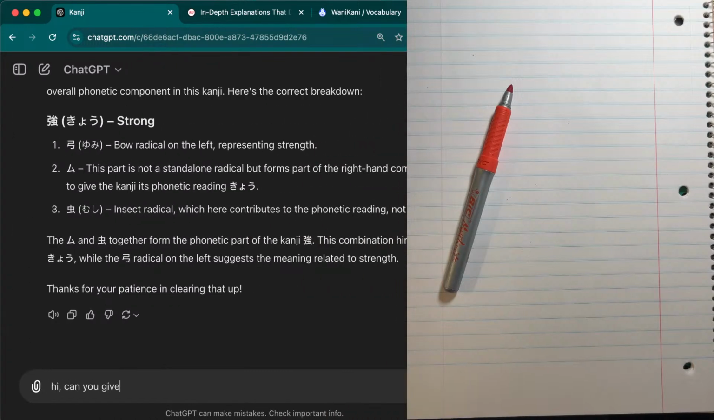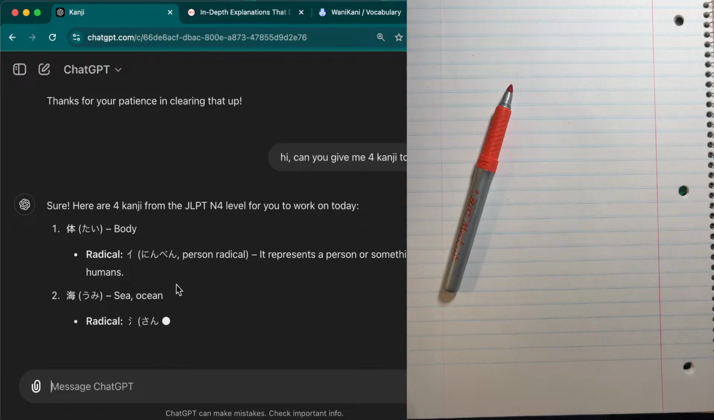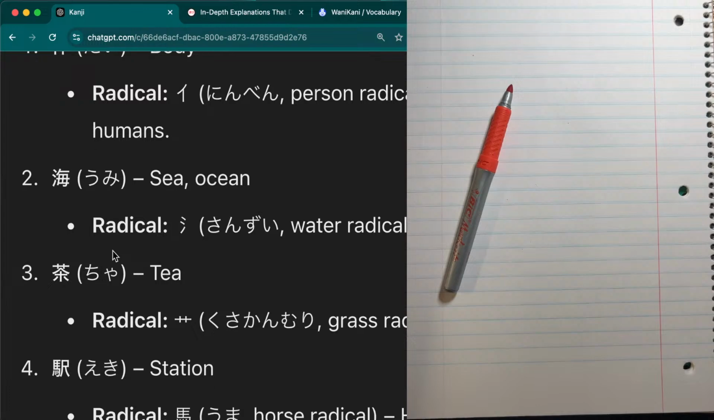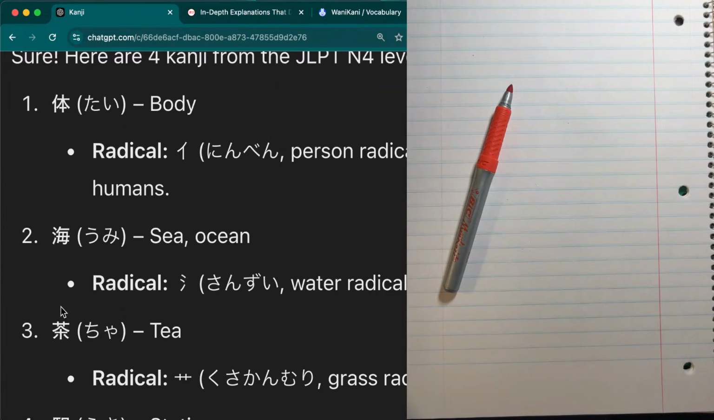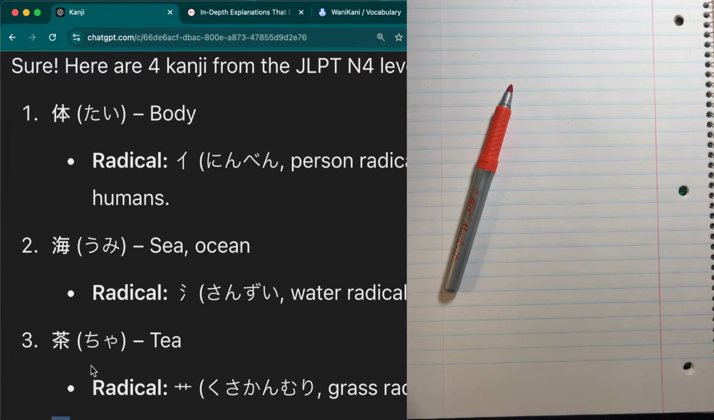Hi, can you give me 4 kanji? I'm gonna do 4. 5 is a little bit too much. Can you give me 4 kanji to work on today? Okay, so we have body, sea, and station. I know I've seen all of them, but I don't really know them very well. So let's go ahead and go through them.